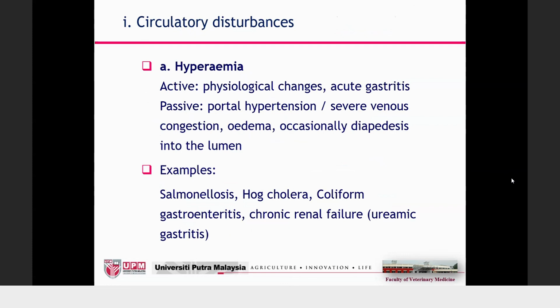In chronic renal failure, the animal will have chronic gastritis, meaning that the excess urea in the blood circulation will lead to erosion and ulceration of the gastric mucosa. Okay.